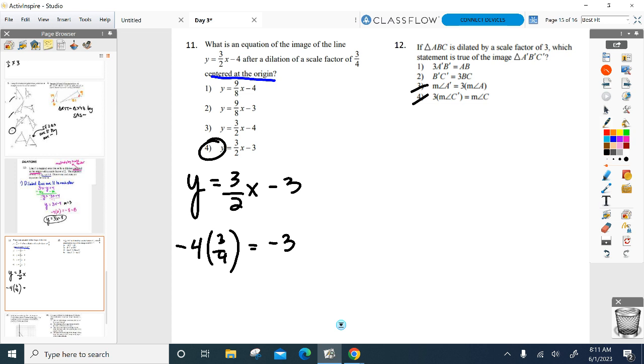All right, so which one is the correct one out of 1 and 2? I know I'm getting 3 times bigger. Which one is getting 3 times bigger, though? Out of 1 and 2 there, which one's correct?